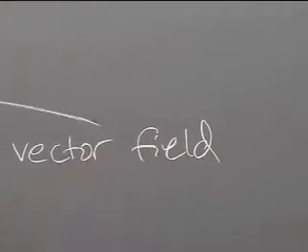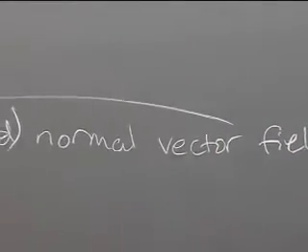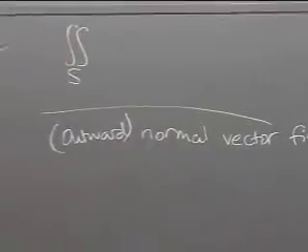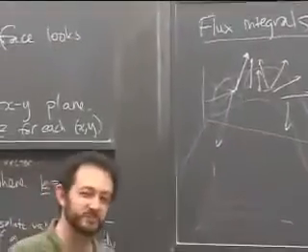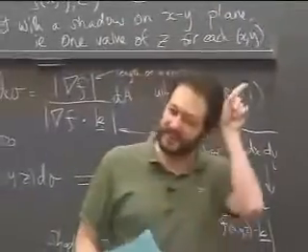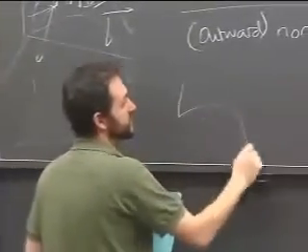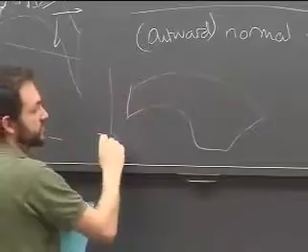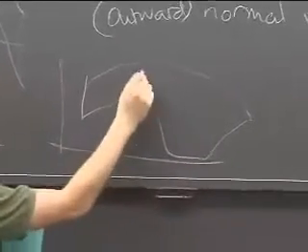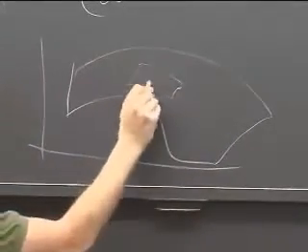So let's not worry about outward for the moment. Let's just look at a normal vector field. That's just some sort of haircut, as it were. But there's a very special haircut, which is where the hairs are all spiking out normal to the surface. So if this is the surface, you take this point, you take the tangent plane, and you go normal to that.